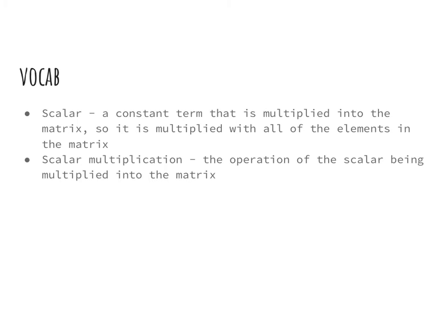We've got a scalar, that is a constant term that is multiplied into the matrix, so basically we're going to multiply it with all of the elements in the matrix. And we also have scalar multiplication, and that is the actual operation of that scalar being multiplied into the matrix.